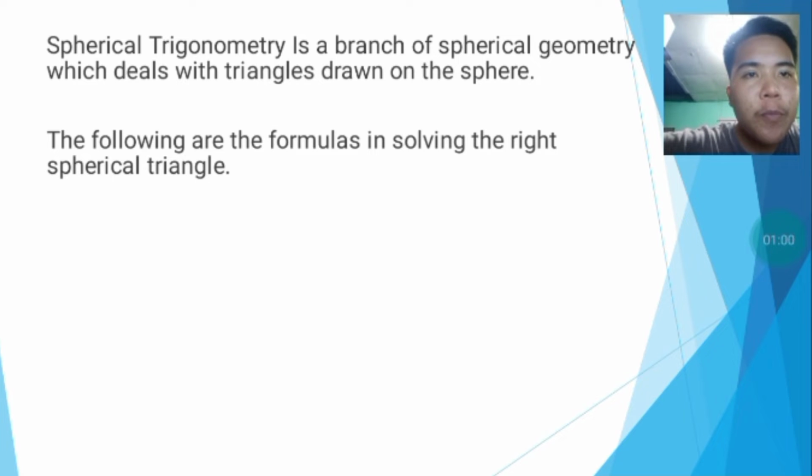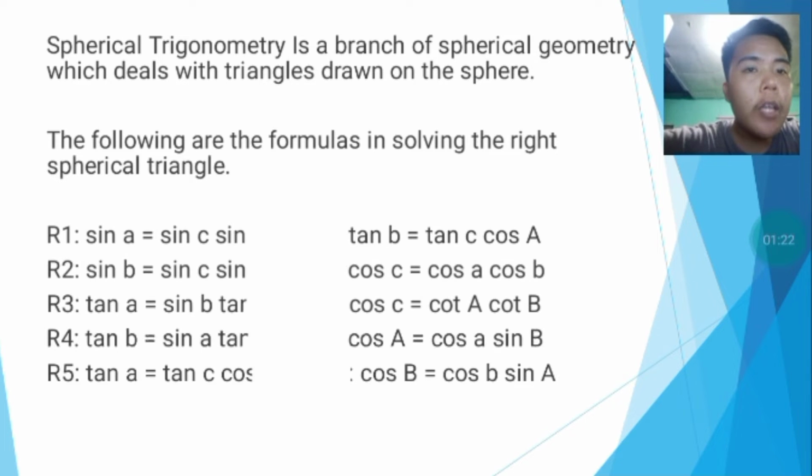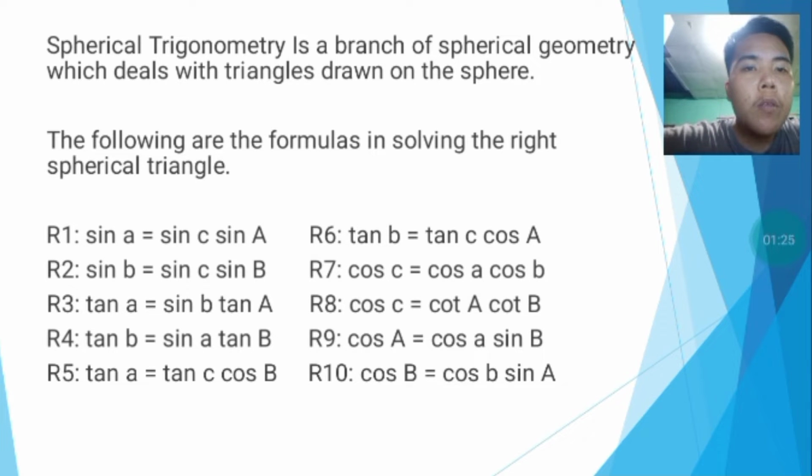The following are the formulas in solving the right spherical triangle. When we are going to solve a spherical triangle, we are going to follow some important formulas. We cannot solve that specific spherical triangle if we are not going to follow these formulas. So R1: sine a equals sine c times sine A.